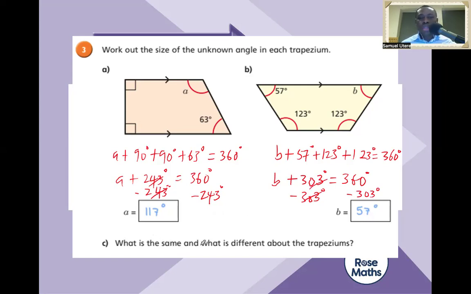But what is the same and what is different about the trapeziums? Well, we know that we have a pair of parallel sides. That's the same. But what's different is that this trapezium, have you noticed that if we were to flip this trapezium over, you would notice that it has the base angles being equal. So we can actually say that this is an isosceles trapezium.